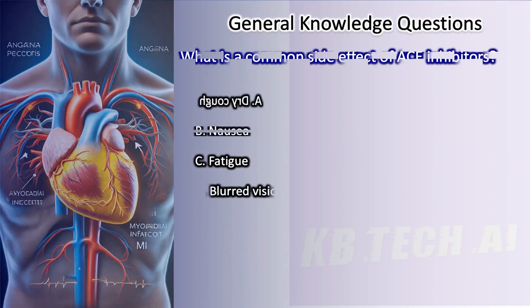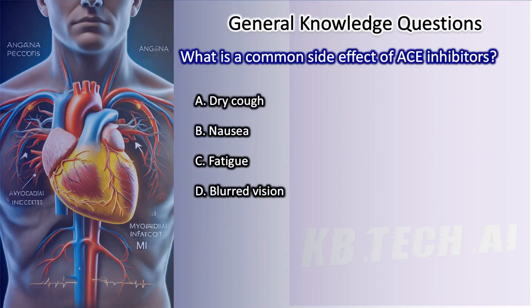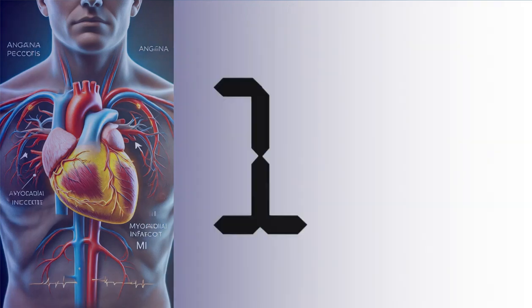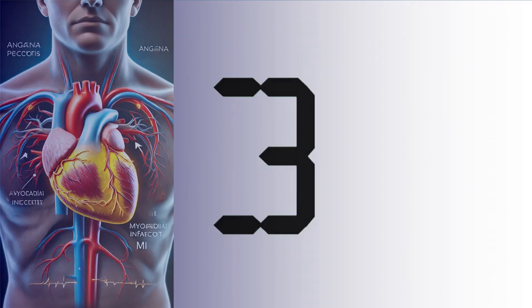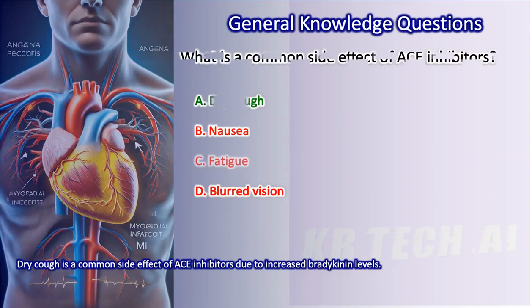Which is a common side effect of ACE inhibitors? Option 1, dry cough. Option 2, nausea. Option 3, fatigue. Option 4, blurred vision. The answer is option 1, dry cough.